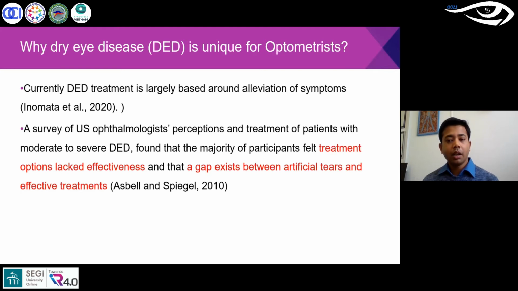And when you look at perceptions on this, a survey on ophthalmologist perceptions and treatment of patients with moderate to severe dry eye, which is the higher end, found that the majority of participants felt treatment options lacked effectiveness. So the treatment doesn't really fix the problem, or there's a gap between artificial tears and effective treatments. I mean, we have our arsenal of various treatments, but they are just not adequate enough, or we need smoother transitions and perhaps better treatment.